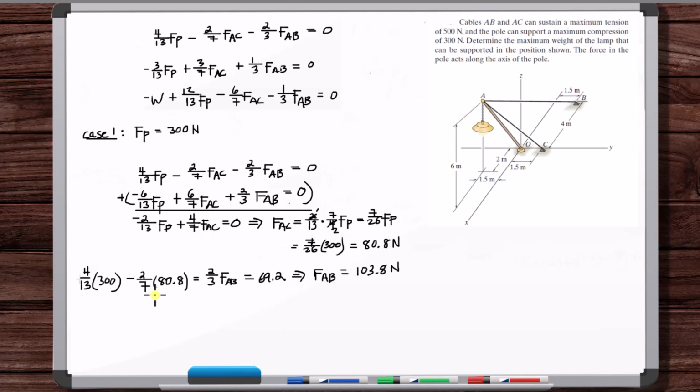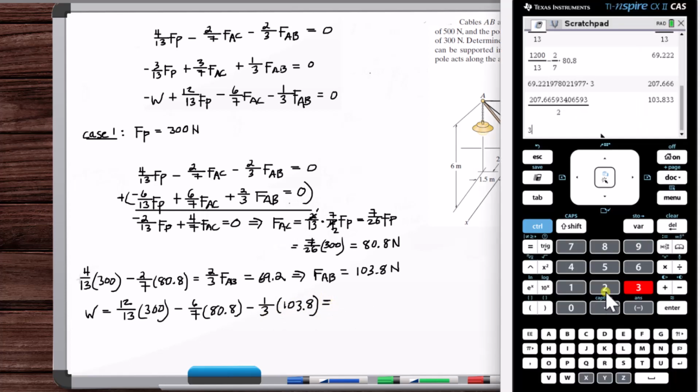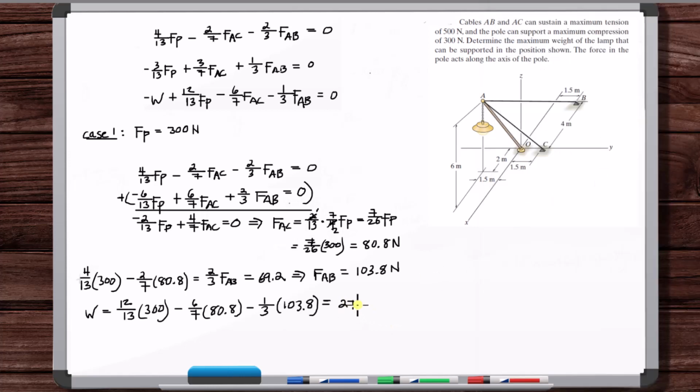Okay, so in this scenario, what is the resulting weight of the lamp? So W is equal to 12/13 FP, which is 300, minus 6/7 FAC, and then FAB. Okay, 300 times... 276.9. All right.